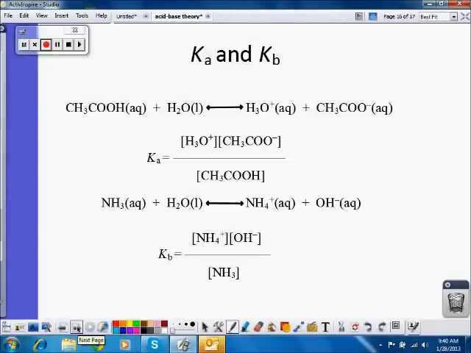So, now we're to the equilibrium part. We write equilibrium expressions only for weak acids and weak bases. So here's a typical weak acid, acetic acid. Here's a typical weak base, ammonia. So we can write a K expression for each of these equilibrium situations. If I'm writing the equilibrium expression for an acid, it's a Ka for acid. If I'm writing the equilibrium expression for a base, it's a Kb for a base. And you'll notice water is not included in the equilibrium expression because it is a liquid.